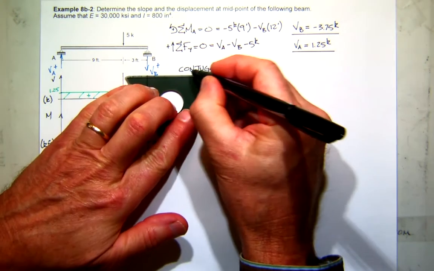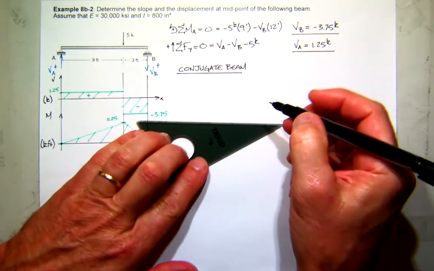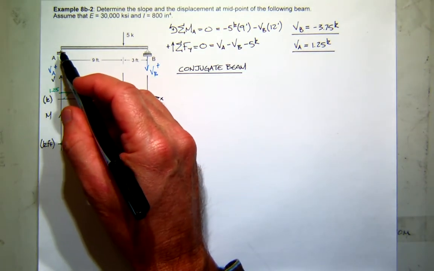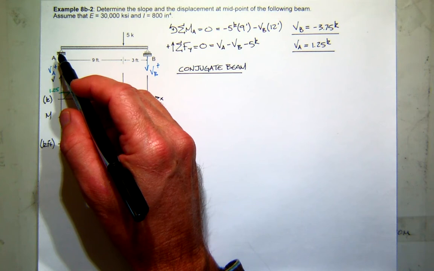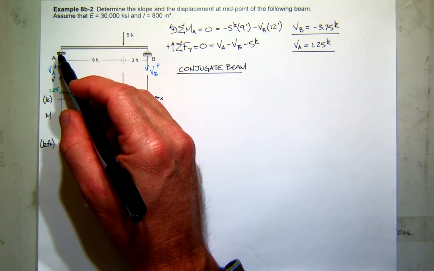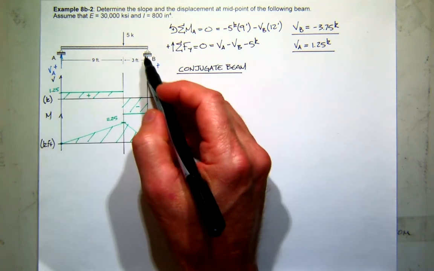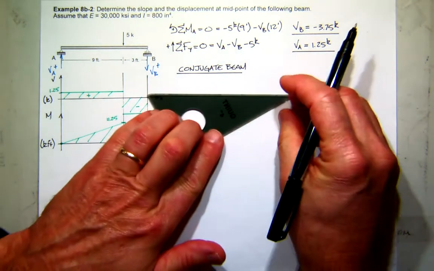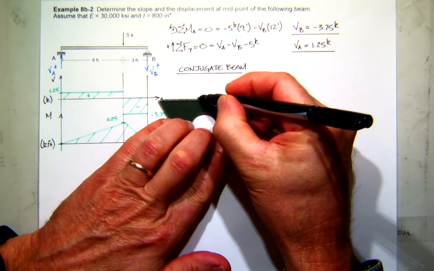So going back to the geometry, a real pin connection at the edge is what in the conjugate beam? A pin. A real roller is what in the conjugate beam? A roller. So my diagram looks pretty much the same.